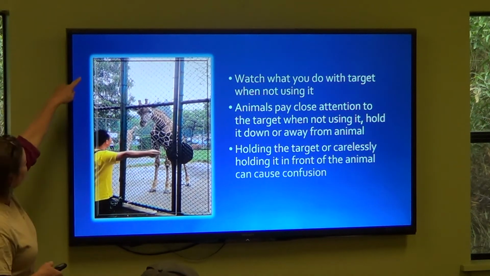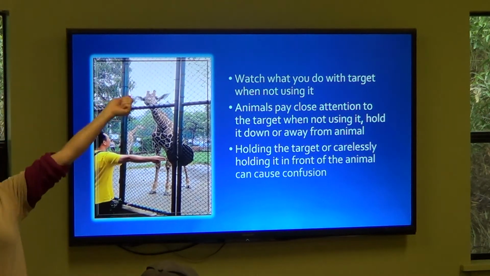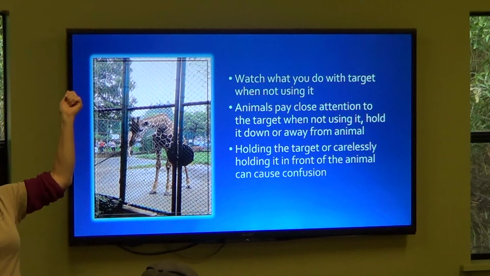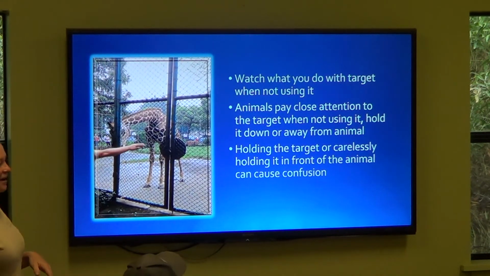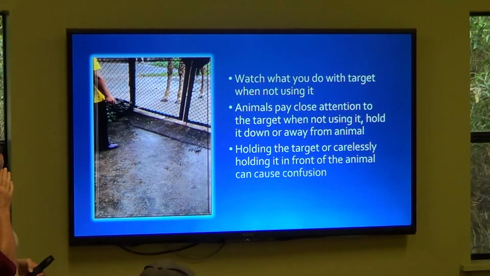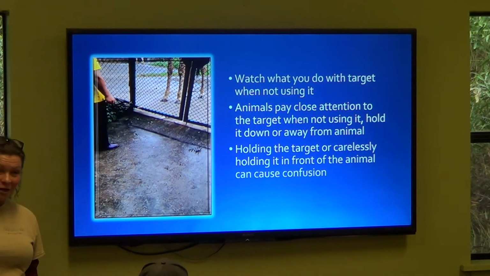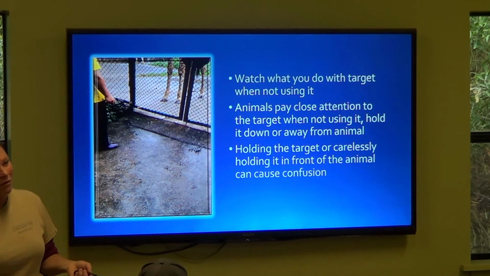And then you see the target up here, you'll see it flop around every now and again. So he's holding the target and saying go. And the giraffe's like, wait, but I see that thing there. So we said, okay, put the target down and then ask the giraffe to go. So again, just think about what you're doing.